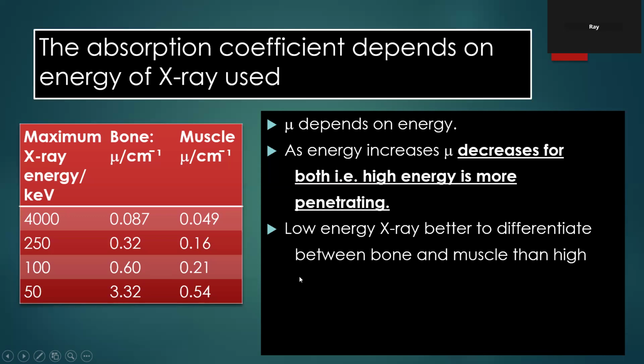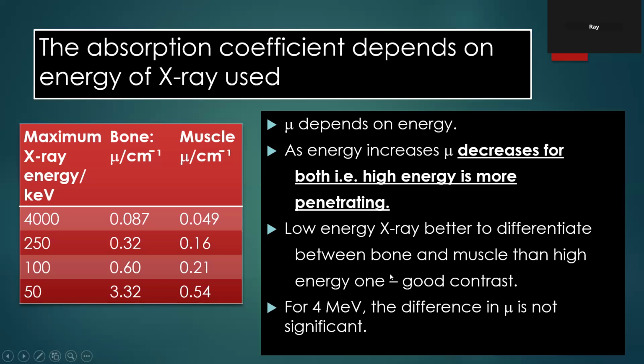Between bone and muscle, at low energy you can see the great difference. Low energy X-ray is better to differentiate between bone and muscle than high energy. It gives you good contrast. For 4 mega electron volt, the difference in mu is not significant. Both of them are quite low already.